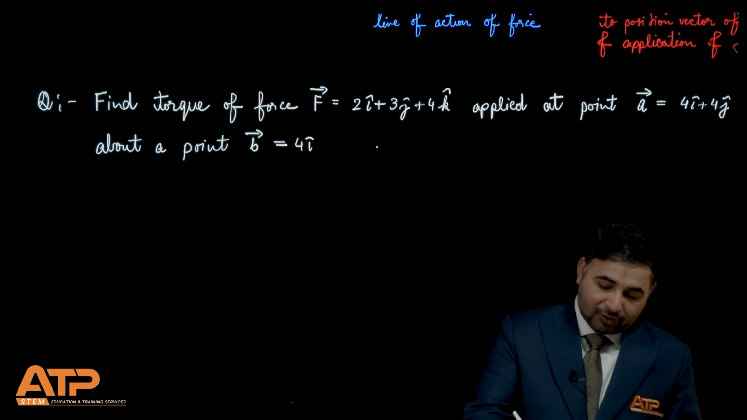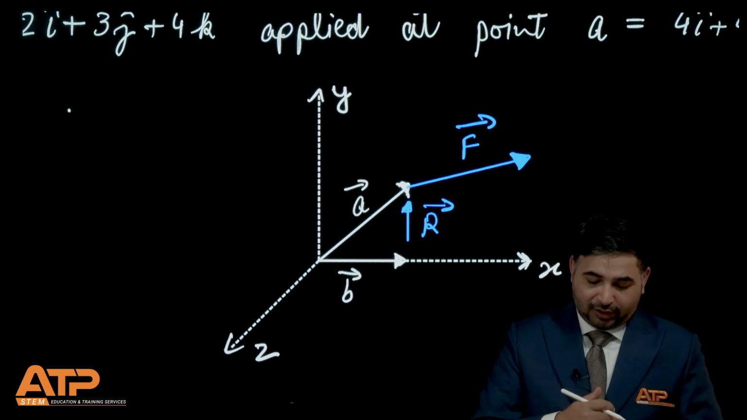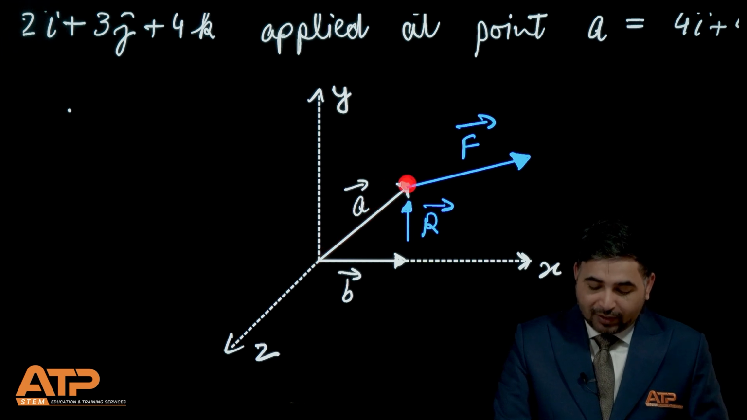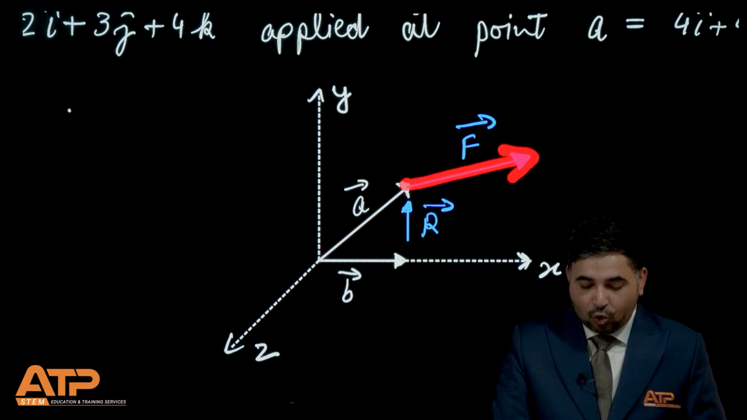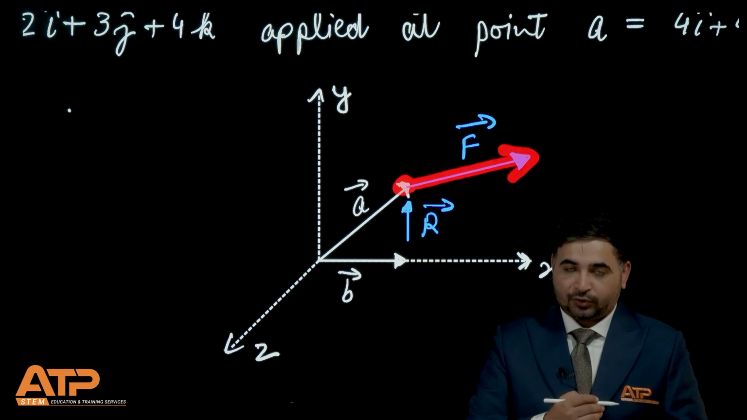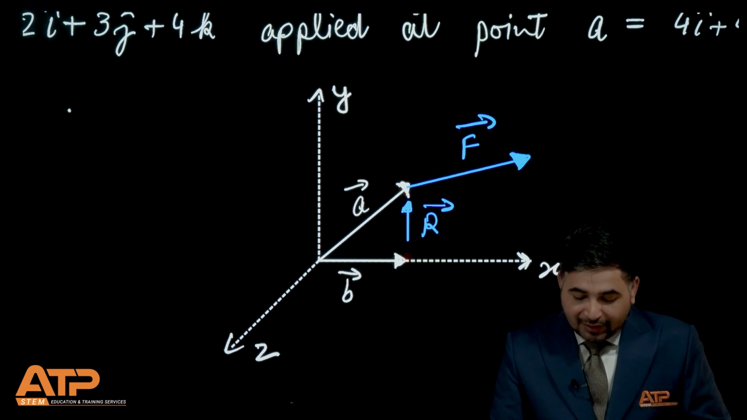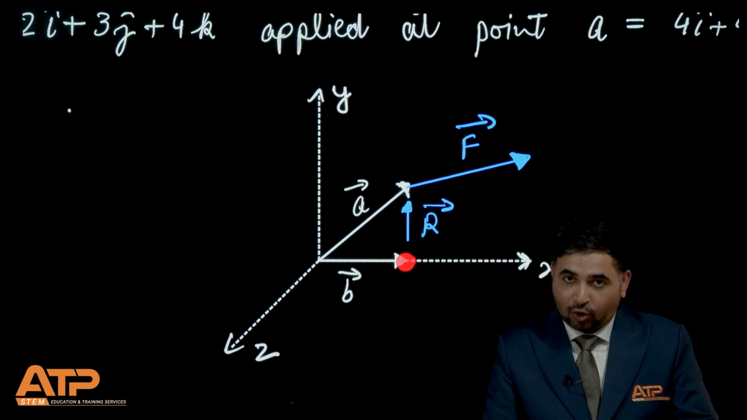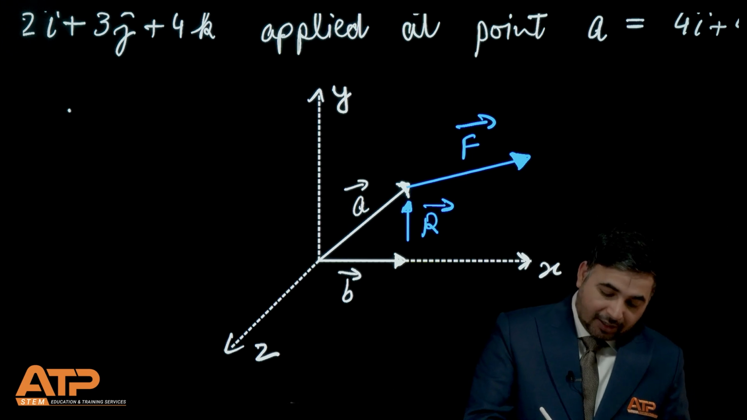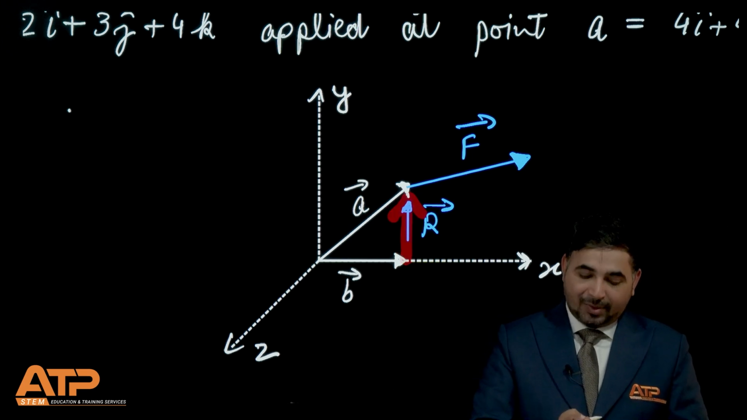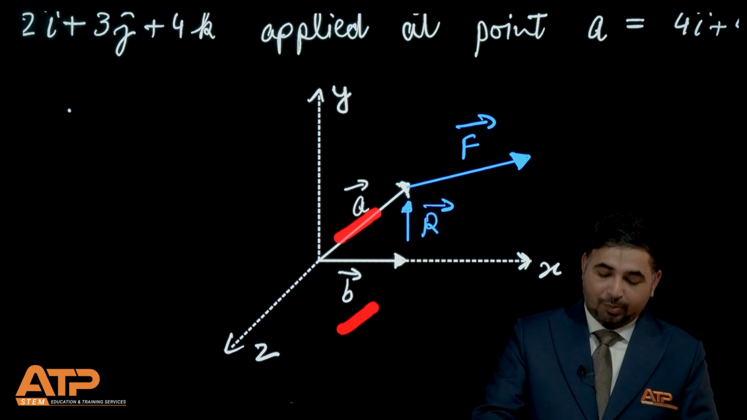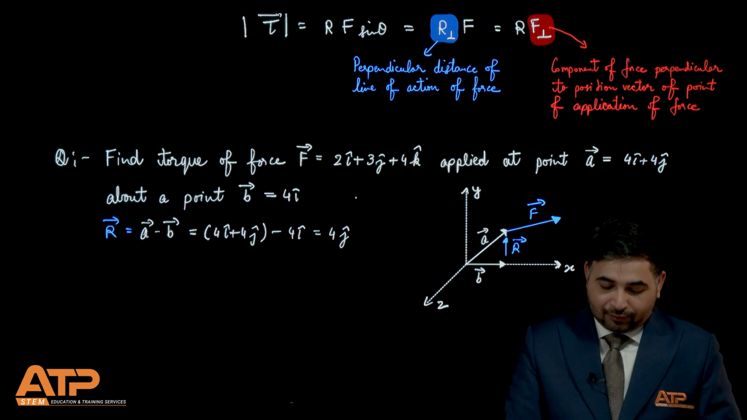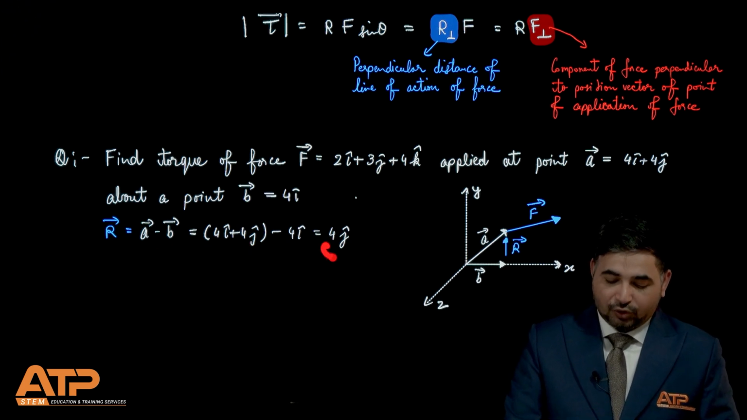Let me show you a diagram to explain what is happening over here. So the A vector is this. Force is being applied like this over here. This is the point of application of force. And the B vector is this. We need to find the torque about this point. So the position vector R is this, which is basically A minus B. So 4i plus 4j minus 4i gives you 4j.